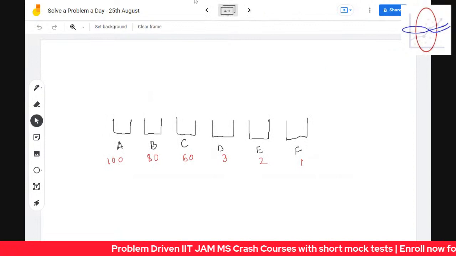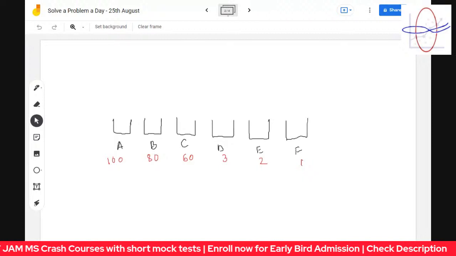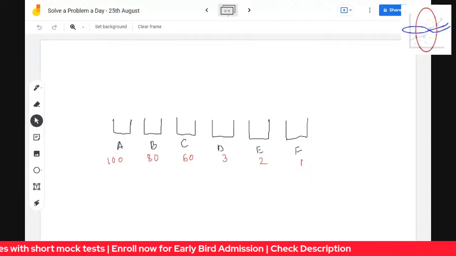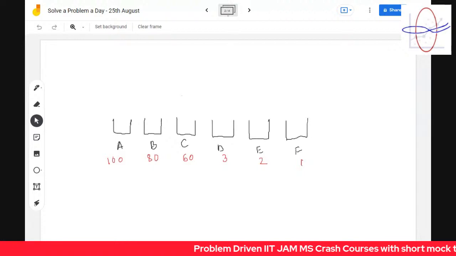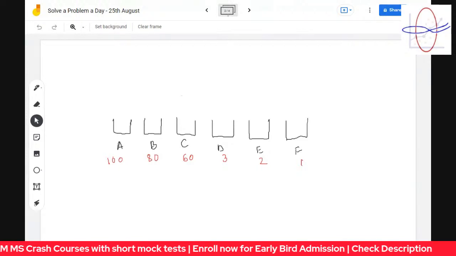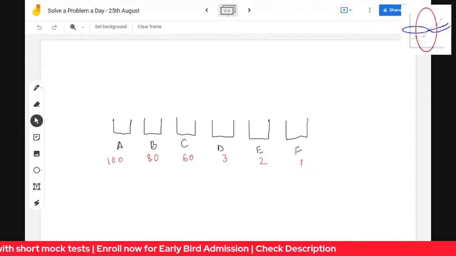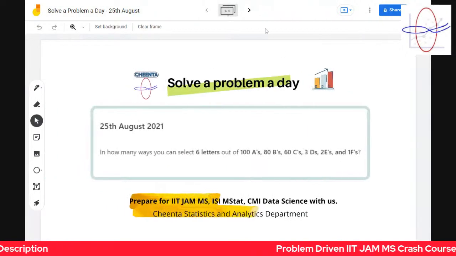Let's think about this problem in this way: you have to take six balls out of this. In A there are 100 balls, in B there are 80 balls, in C there are 60 balls, in D there are 3 balls, in E there are 2 balls, and in the F container there is one ball. So the idea is that you have to pick 6 balls out of this.